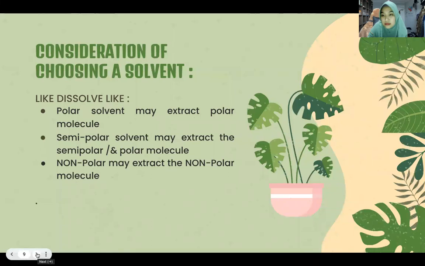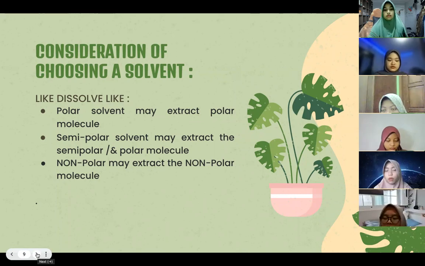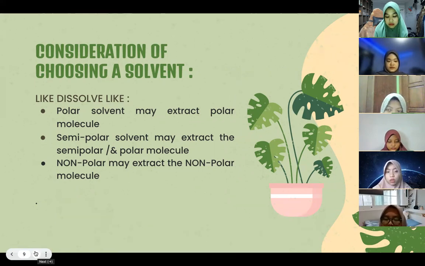And then for choosing a solvent, we have to consider several things, such as the principle of like dissolves like. The first one is that a polar solvent may extract polar molecules, a semipolar solvent may extract semipolar or nonpolar molecules, and a nonpolar solvent may extract nonpolar molecules. The solvent that we use in this experiment is ethyl acetate, which is semipolar, and pinostrobin belongs to the flavonoids, whereas flavonoid is a polar compound, so ethyl acetate can be used to extract the desired compound, that is pinostrobin. Next.